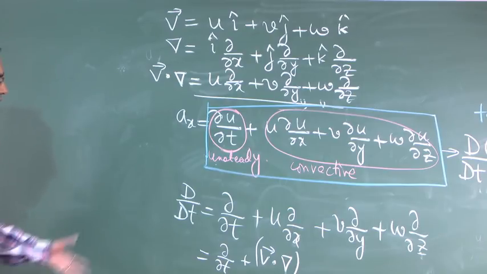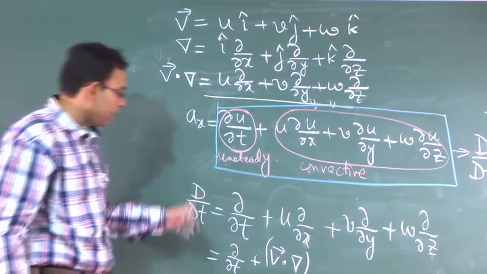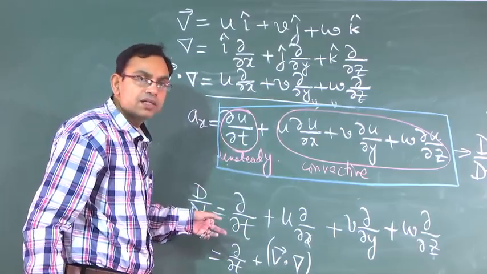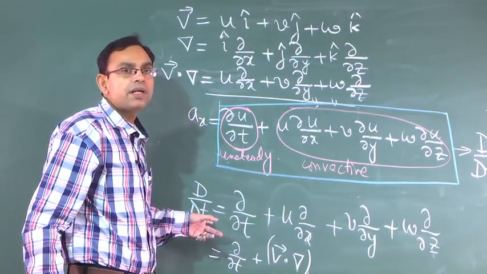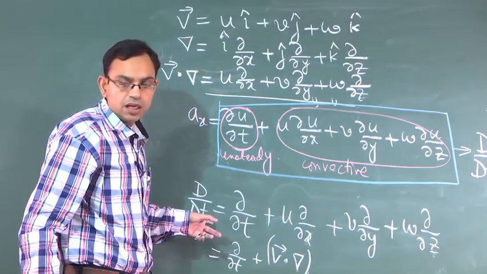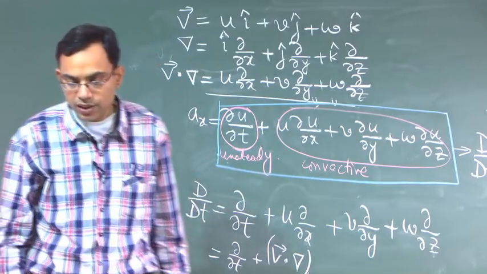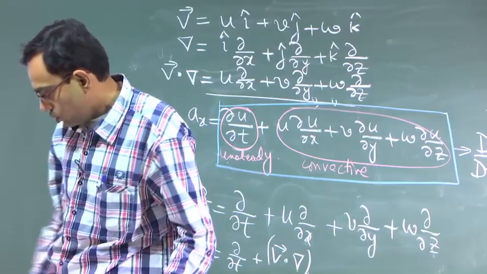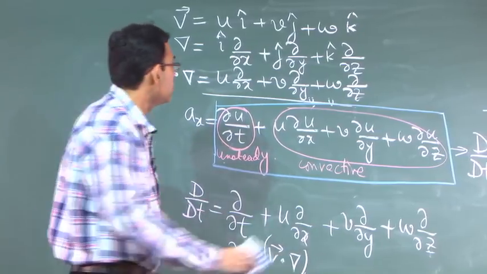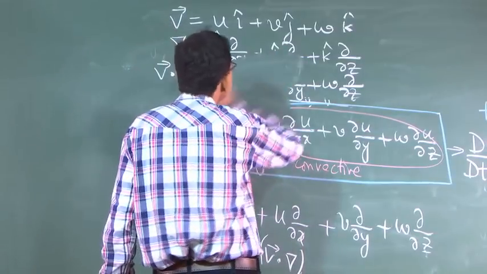So, the whole idea is that once you know this operator, you can operate it not just with velocity, but with any other variable. Let us work out a simple problem to understand this. So, let us work out a problem.